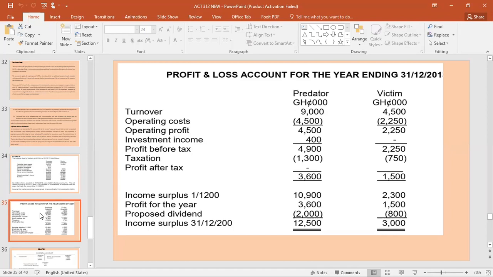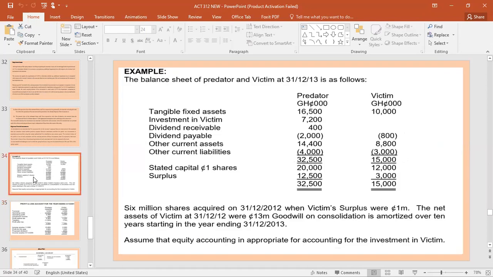Then you have post-acquisition surplus. Now, we're being told that on the date of acquisition, victim's surplus was 1 million.